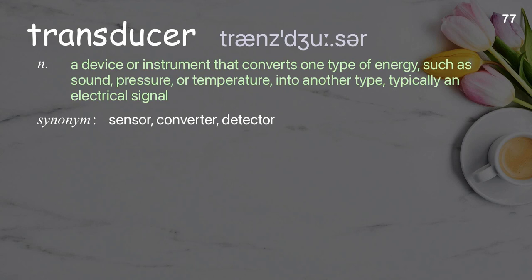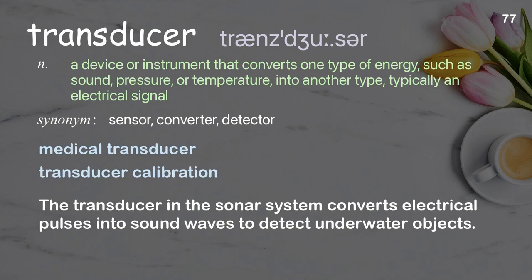Transducer. A device or instrument that converts one type of energy, such as sound, pressure, or temperature, into another type, typically an electrical signal. Examples: medical transducer, transducer calibration. The transducer in the sonar system converts electrical pulses into sound waves to detect underwater objects.